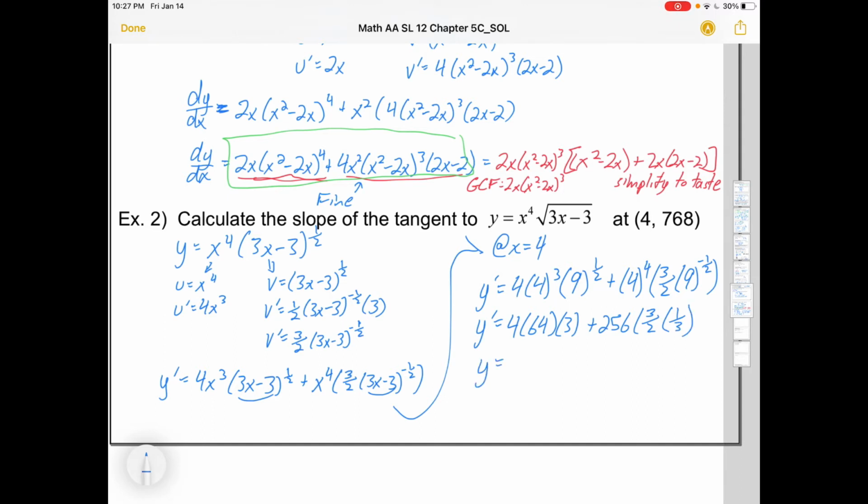So that's 256 times 3, which would be 768, plus, what's this going to be? 256 times those 3's will cancel out, times a half. And not y, but y prime is 768 plus 128. I'm just stalling here to try and figure this out. I think that's 896. Okay, it's real steep there. You could take a look at that function. I bet you it will be, indeed, really steep there.